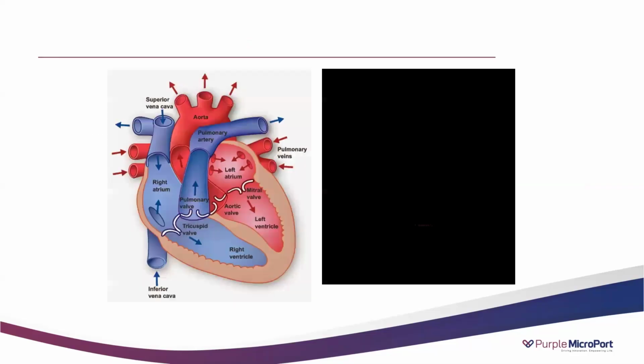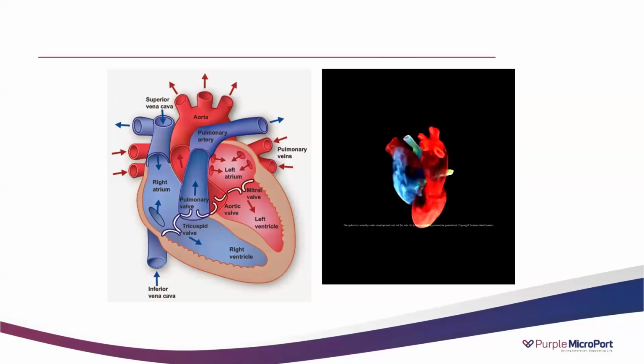So, the structure and function of the heart to begin with. As we know, the heart has four chambers: right atrium, right ventricle, left atrium, and left ventricle. As you see in this video, the right side of the heart will always receive the deoxygenated blood, and the oxygenated blood will be received by the left side of the heart, the left chambers.